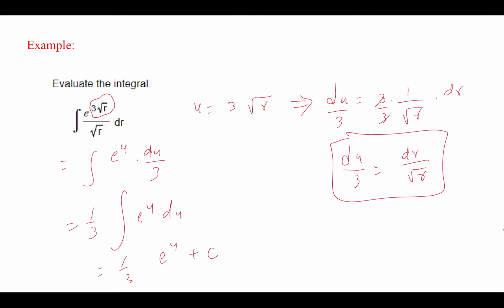But we don't keep our answer as is, because we need to put the value of u back. So our answer should be in terms of the original variable for this indefinite integral. That would be e to the power 3 times the square root of r plus constant. So that's our final answer.